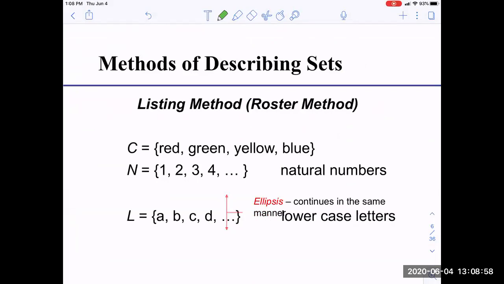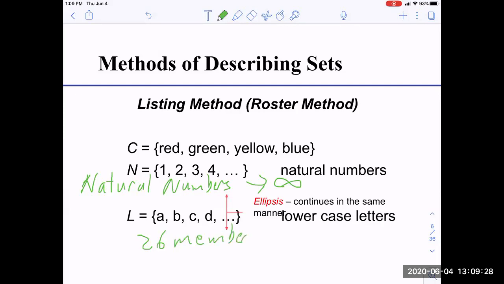Okay, we've been doing the roster method where we just list them. Notice here N, this is the set of natural numbers, which start with 1 and they go off to infinity. There's an infinite number of natural numbers. Whereas set L, which looks like the alphabet, there are 26 members in L. It's not infinite. It's finite. C is finite. There's only 4 elements in C.